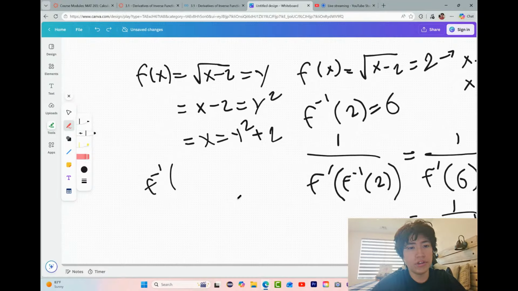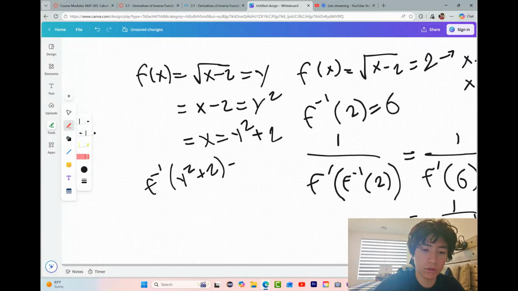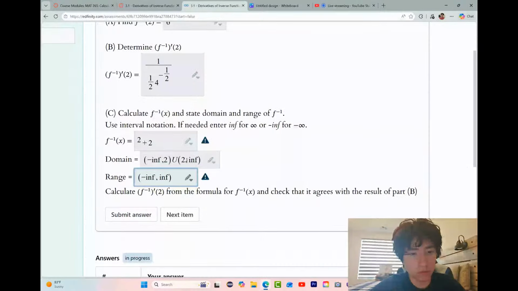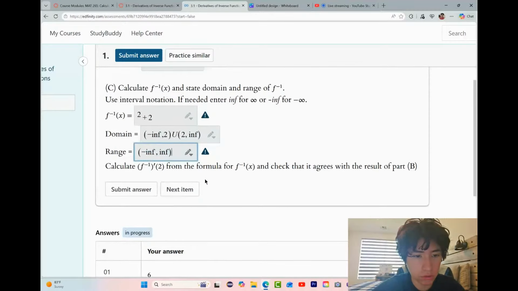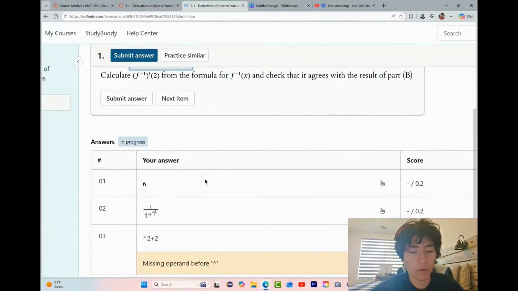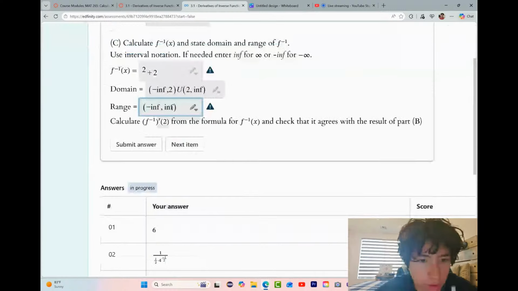Wait, no, we need to get x. Oh boy. Oh no, yeah, sorry, this is good. It's 2 equals x. Is incorrect. Wait, are you telling me the answer or what?